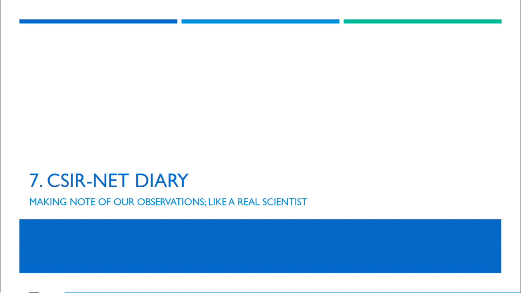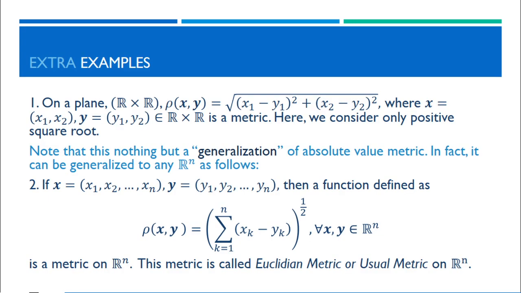Now, quickly going to the Euclidean metric. We talked about the absolute value metric and we called it the Euclidean metric again. And we were in fact talking about something in general called the Euclidean metric on R to the power n.